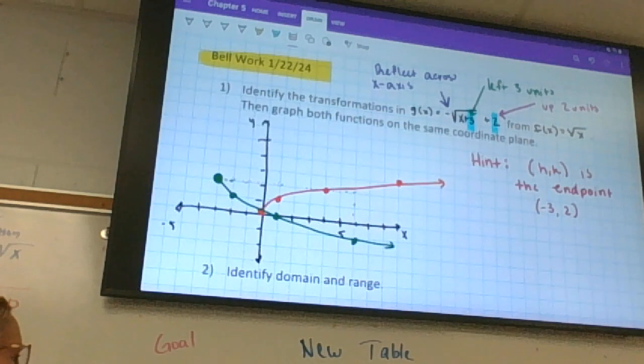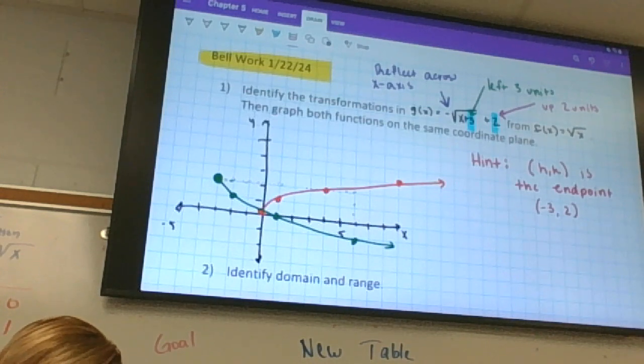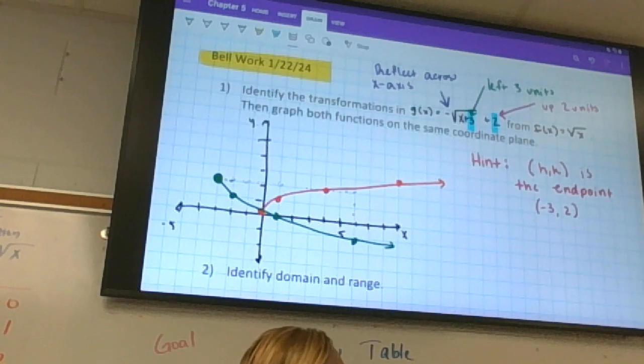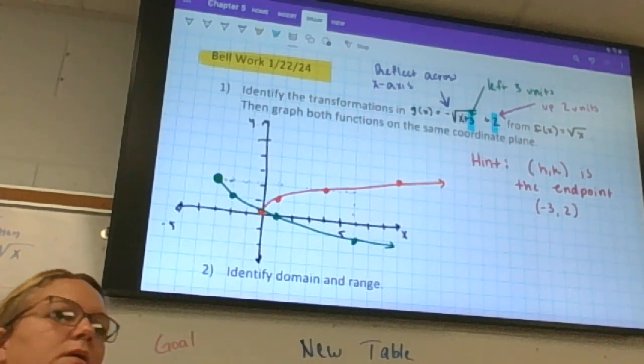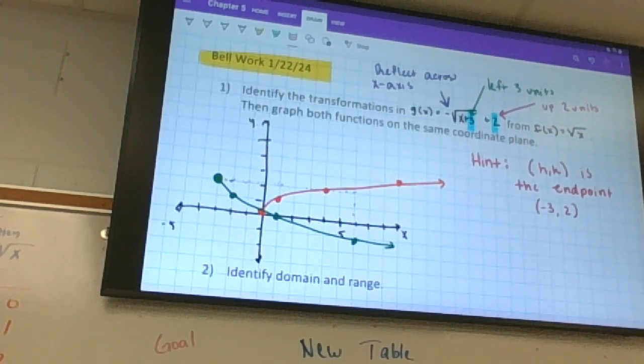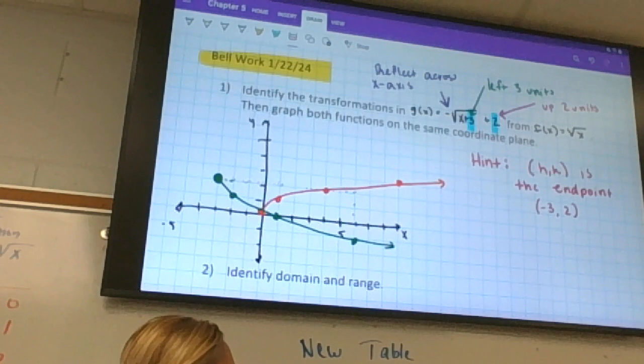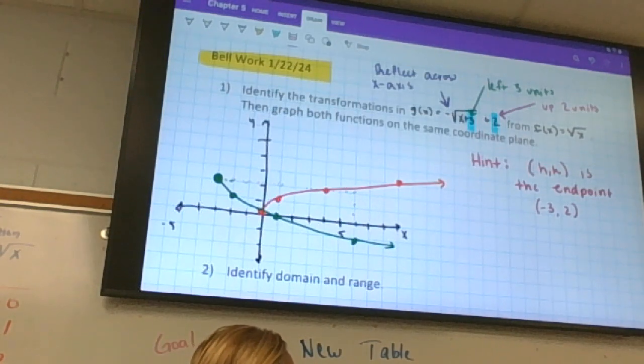About the goal is you want to create the square root of 0, the square root of 1, square root of 4, and the square root of 9. So you think, like, what would make that equal 0? What would x have to be to make it 0? -3. So then you would do -1 times the square root of -3 plus 3 plus 2.